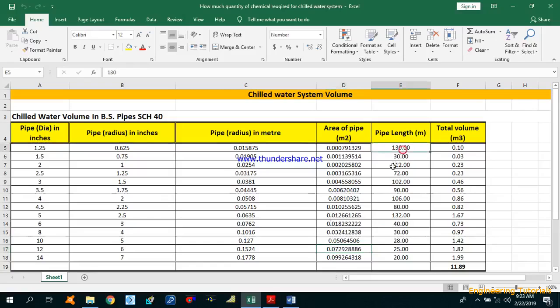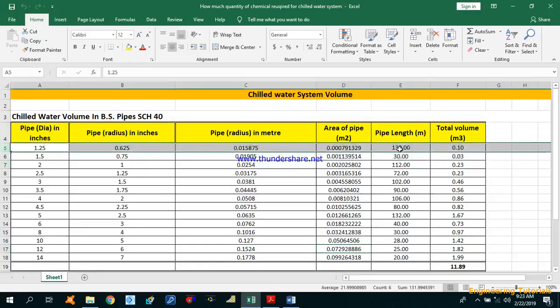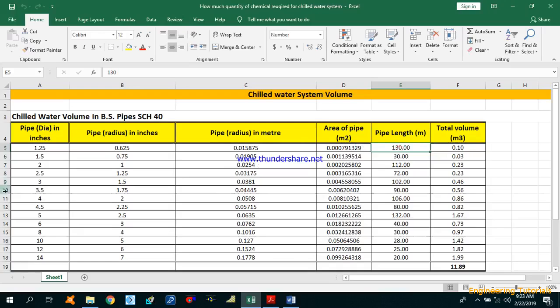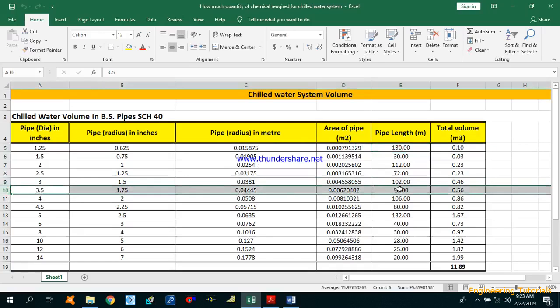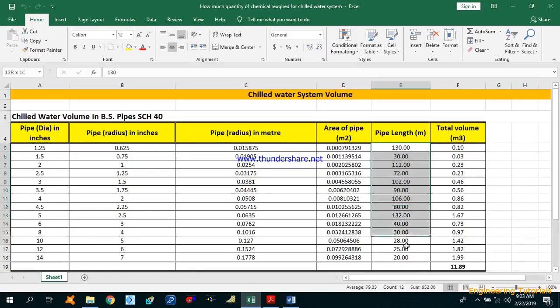So let's move to the next column, that is pipe length. You can get this pipe length from your drawings. So 1.25 inches dia we have used 130 meters in our project, and 3.5 inches we have used 90 meters, and 8 inches we have used 30 meters, and 14 inches we have used 20 meters. So all of the lengths are given here.